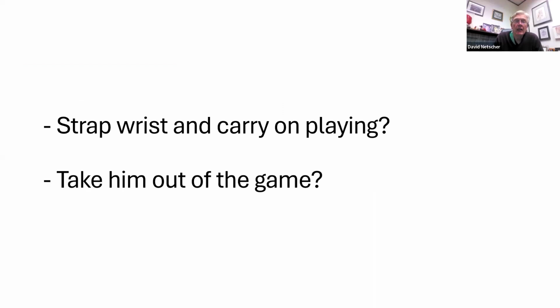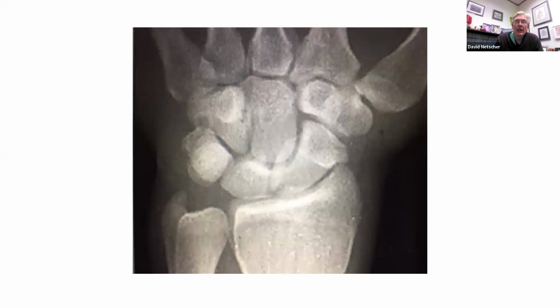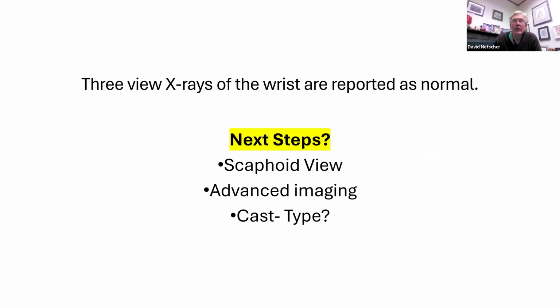And then are you going to strap the wrist or carry on playing? Or are you going to take him out of the game? And then you're going to do your x-ray, and lo and behold, the player did have local pain and tenderness, had the classic findings of a potential scaphoid fracture, but lo and behold, x-rays are negative. But all they did was the 3-view x-rays. So you need to ask for that fourth view, the scaphoid view, which is the ulnar deviated view of the scaphoid. And now if the x-rays are reported as normal, well, you do a scaphoid view.